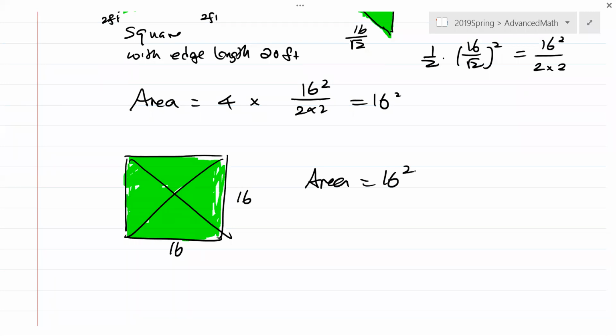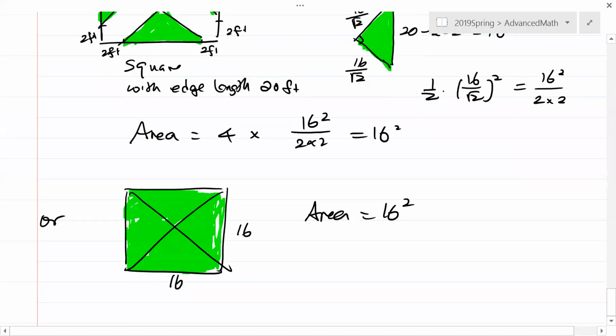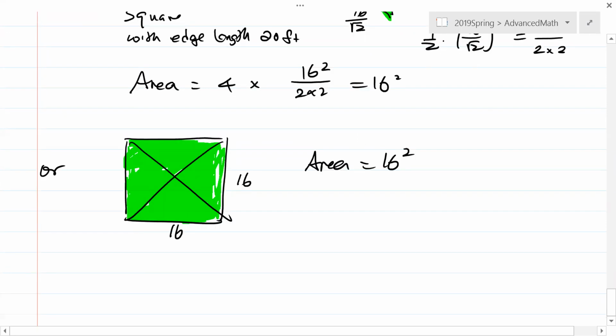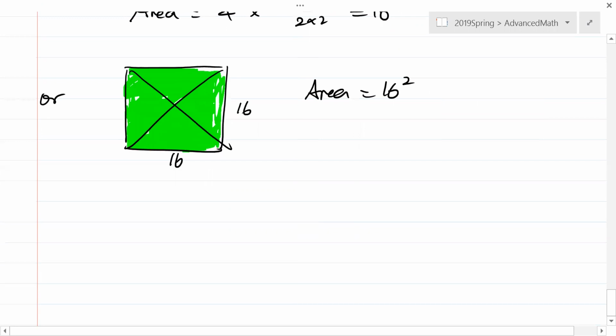That's the quick way to do it, but you can also find the area of each isosceles triangle. All right, so let's go over some other problems. I hope we can do that.